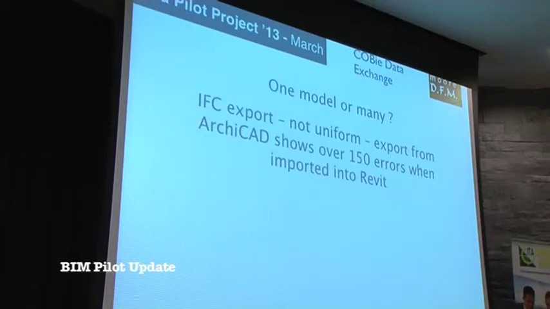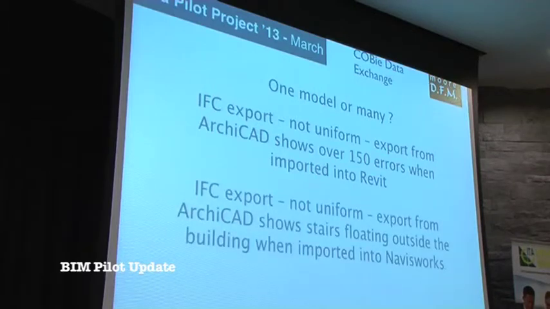The first attempt we made was to take an IFC export from ArchiCAD, and when we tried to pull that into a Revit model to get an export from that, we found about 150 errors. So we abandoned that initially, and then went on to try and see how the whole thing would work if we brought it into Navisworks. In doing that, it came in okay, but we started to see some of the problems, a set of stairs floating out in mid-space.